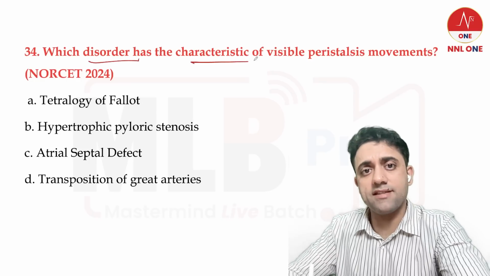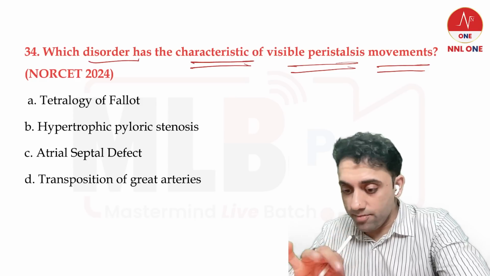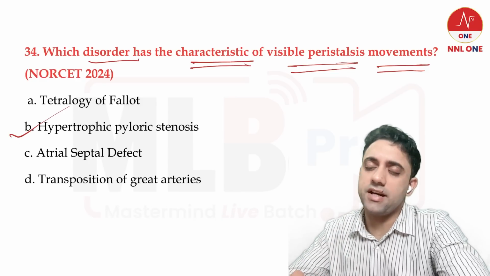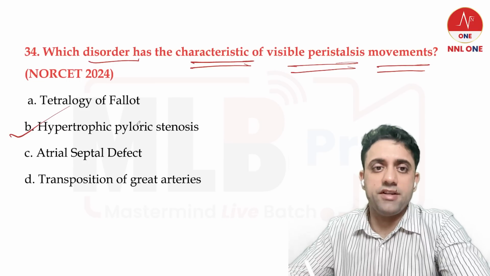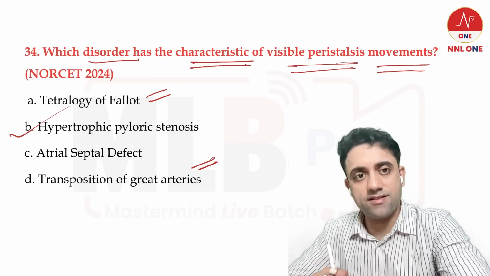Which disorder has a characteristic of visible peristalsis movement? Visible peristalsis is there in congenital hypertrophic pyloric stenosis. Tetralogy of Fallot has a boot-shaped heart, and transposition of great arteries has an egg-on-side appearance.